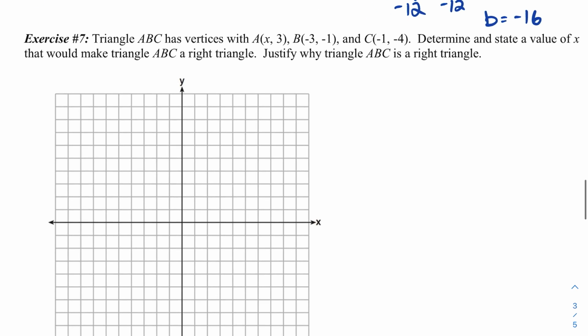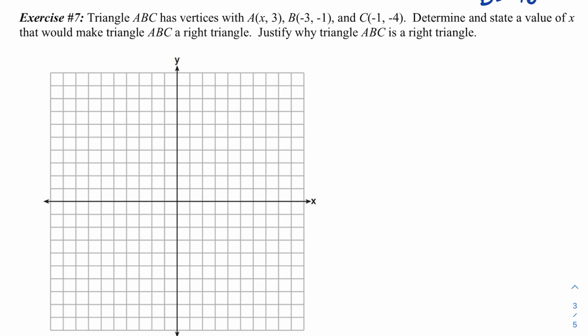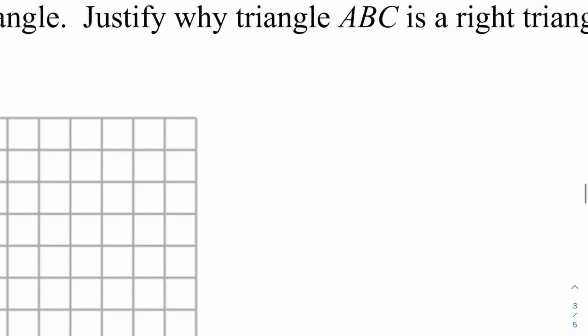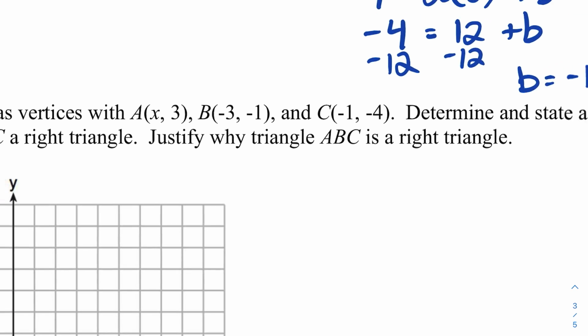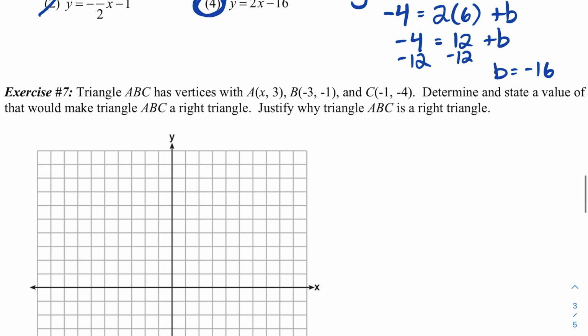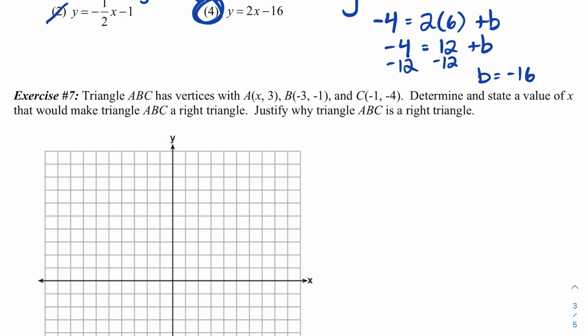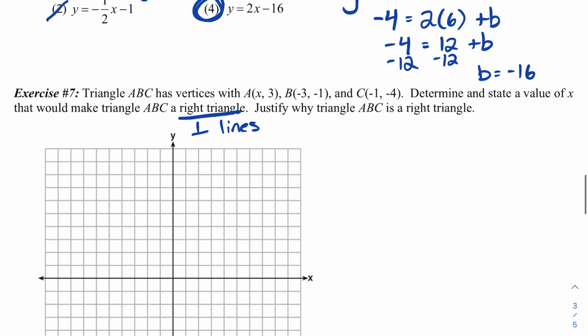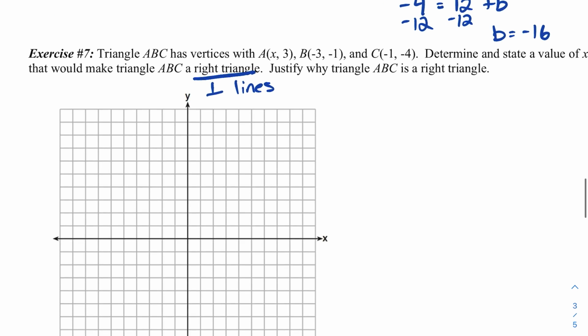All right, 2 more. Okay. This was a 2-point Regents question. It's a tricky one. They give us part of point A. They tell us what the y value is, but they don't give us the x value. They give us point B and point C. Determine and state a value of x that would make ABC a right triangle. A right triangle has to have a right angle, and a right angle is created by perpendicular lines. Perpendicular lines form right angles, so that's what we're looking for. We're looking to try to create a perpendicular line.